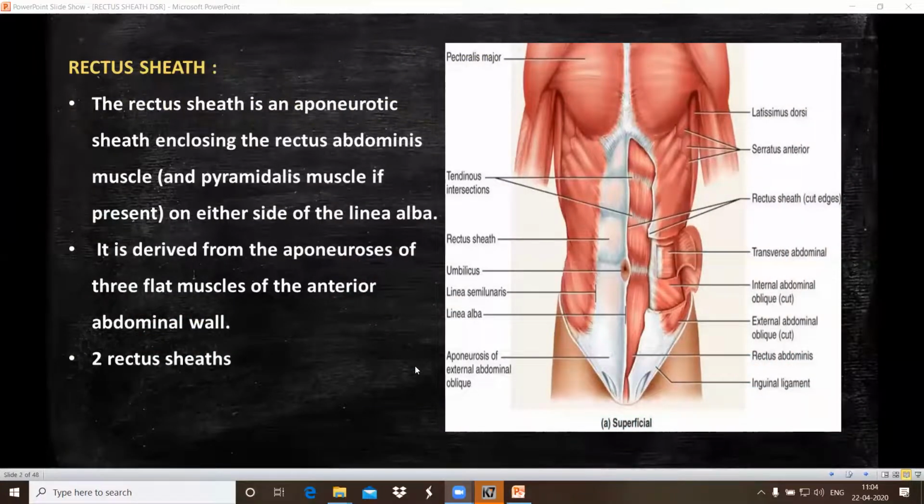What is a rectus sheath? The rectus sheath is an aponeurotic sheath enclosing the rectus abdominis on either side of the linea alba. That means it is present on either side of the linea alba, so it is 2 in number. A pair of rectus sheaths is present in our abdomen. How is it derived? It is derived from the aponeurosis of all the 3 flat muscles of the anterior abdominal wall.